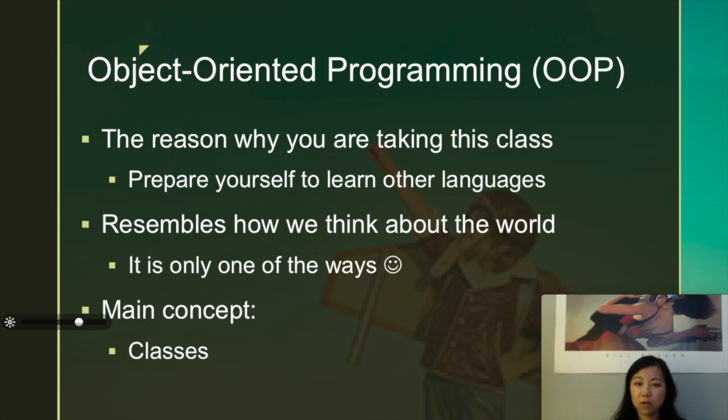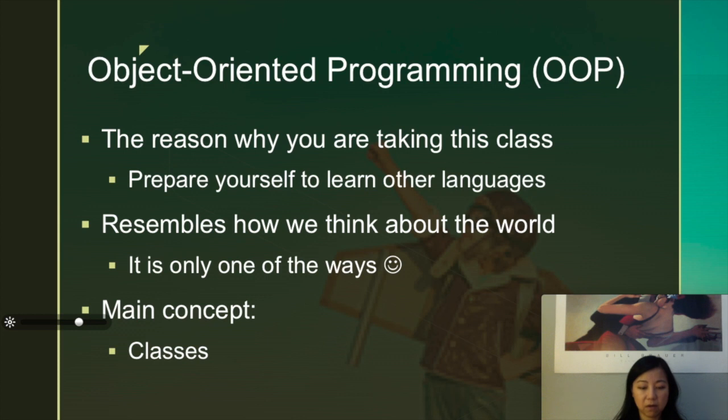First of all, why are we learning classes and structures? Because it's the meat of object-oriented programming. I believe this is probably the reason why, or one of the reasons why you are taking this class. It will prepare you to learn other languages much better because there are so many languages that depend on this feature or paradigm, because there are other ways of programming.